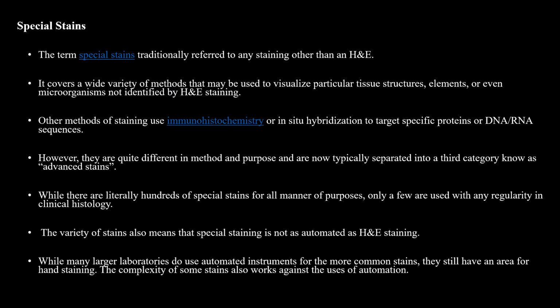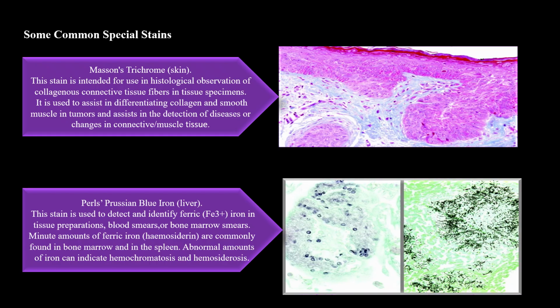The very mostly special staining is not automated to high-end staining. The automated instrument is a common staining, the built area of hand staining. Common special staining, Masson's trichrome. The staining includes cytological observation. Perls' Prussian blue iron.